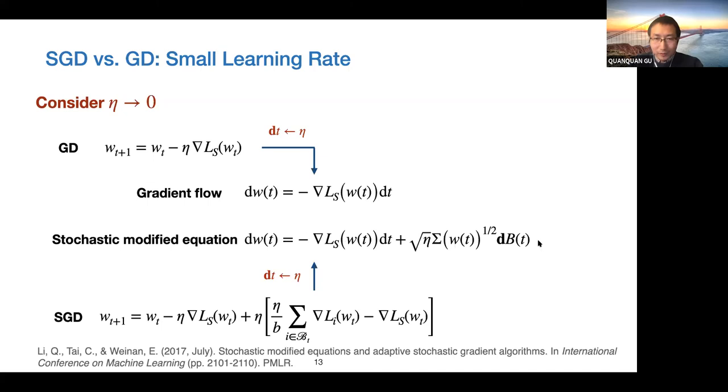This is different from Langevin dynamics. Sometimes people say they use Langevin dynamics to approximate SGD, which in my opinion is not correct. It's not well-grounded. The difference between this and Langevin dynamics is this additional square root of eta factor, where eta is the step size. That's why it's called a stochastic modified equation. dBt is the Brownian motion, and sigma of WT is the covariance matrix of the stochastic gradient.